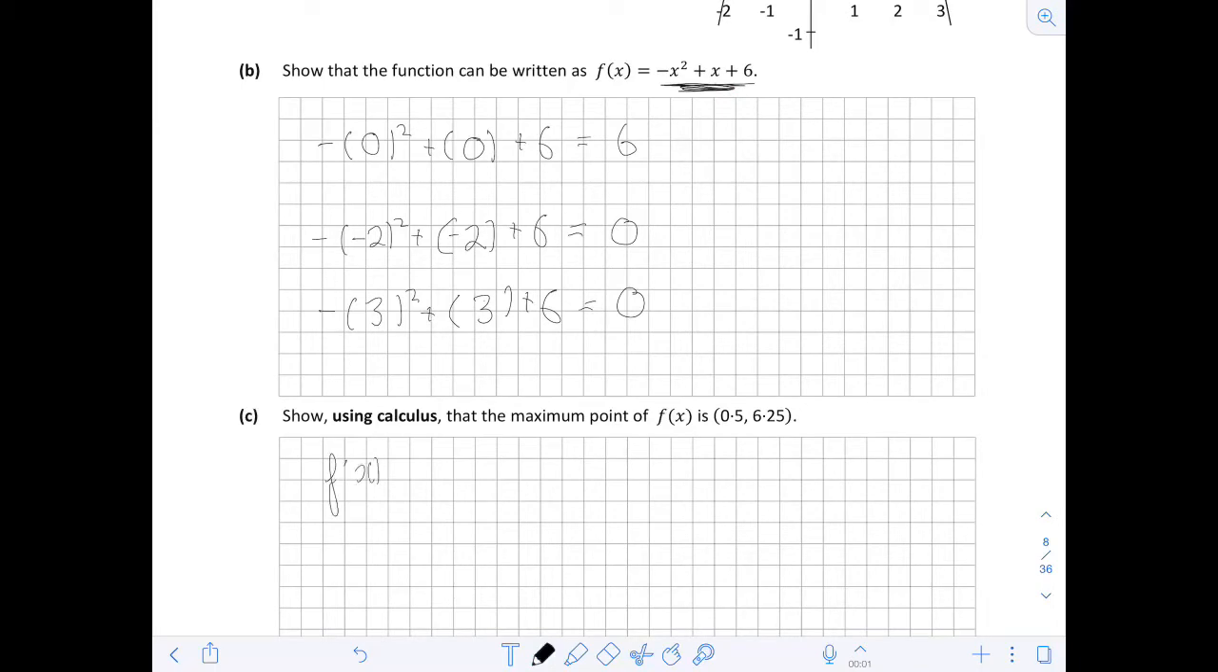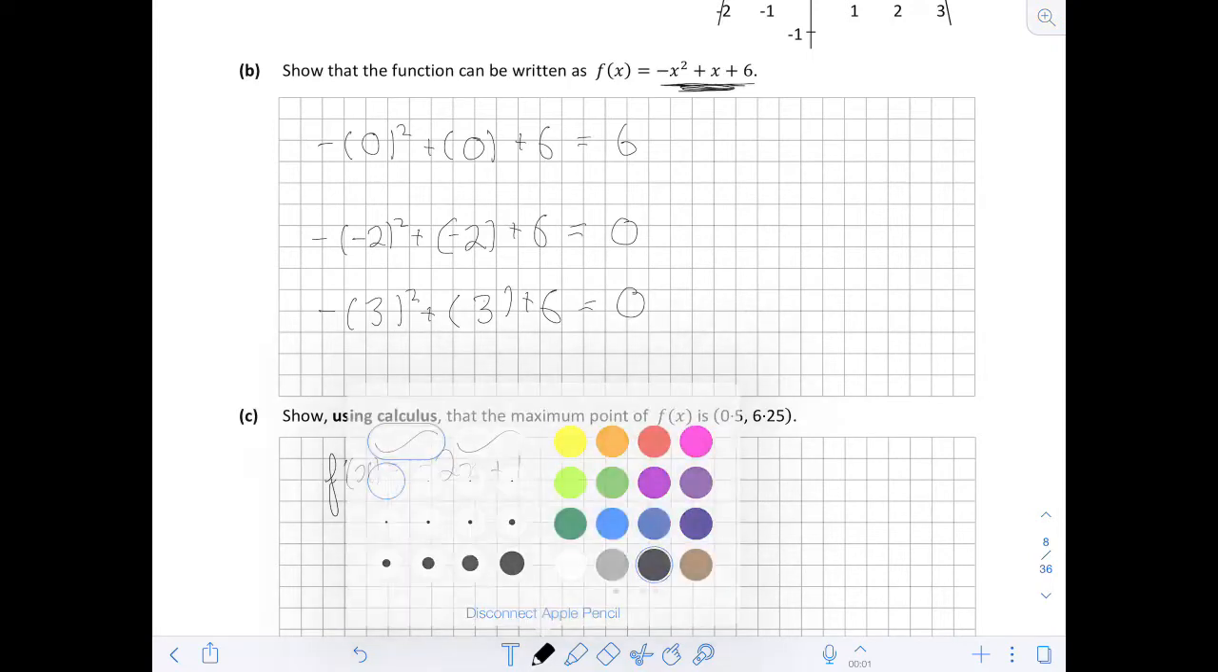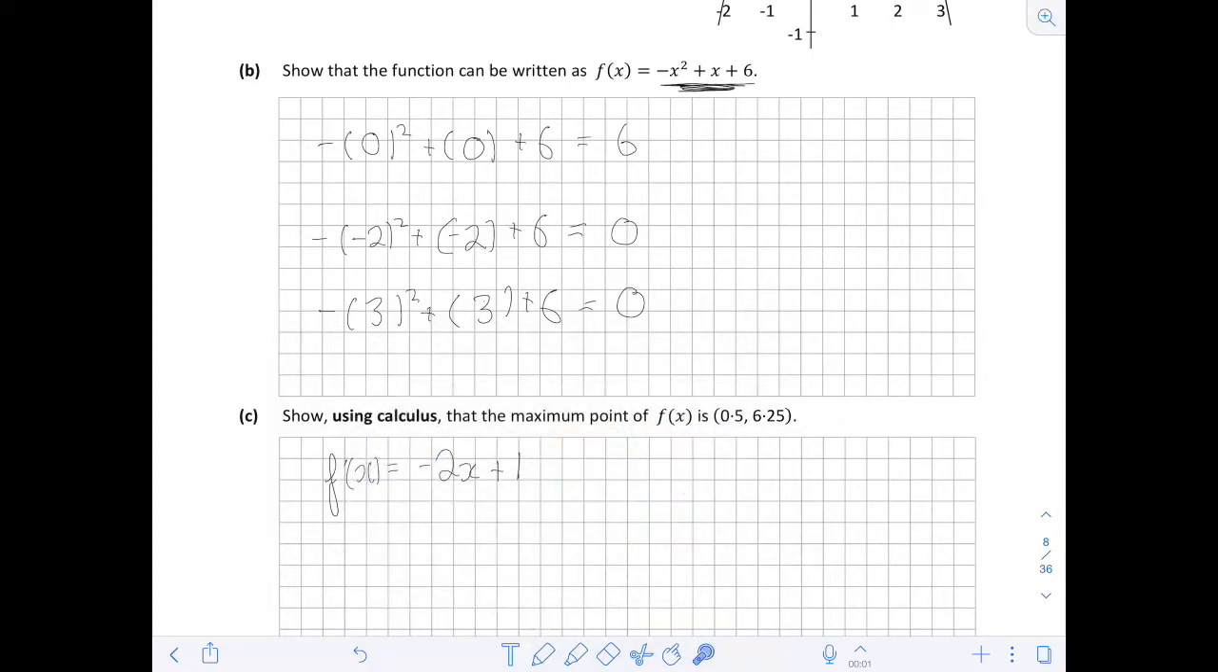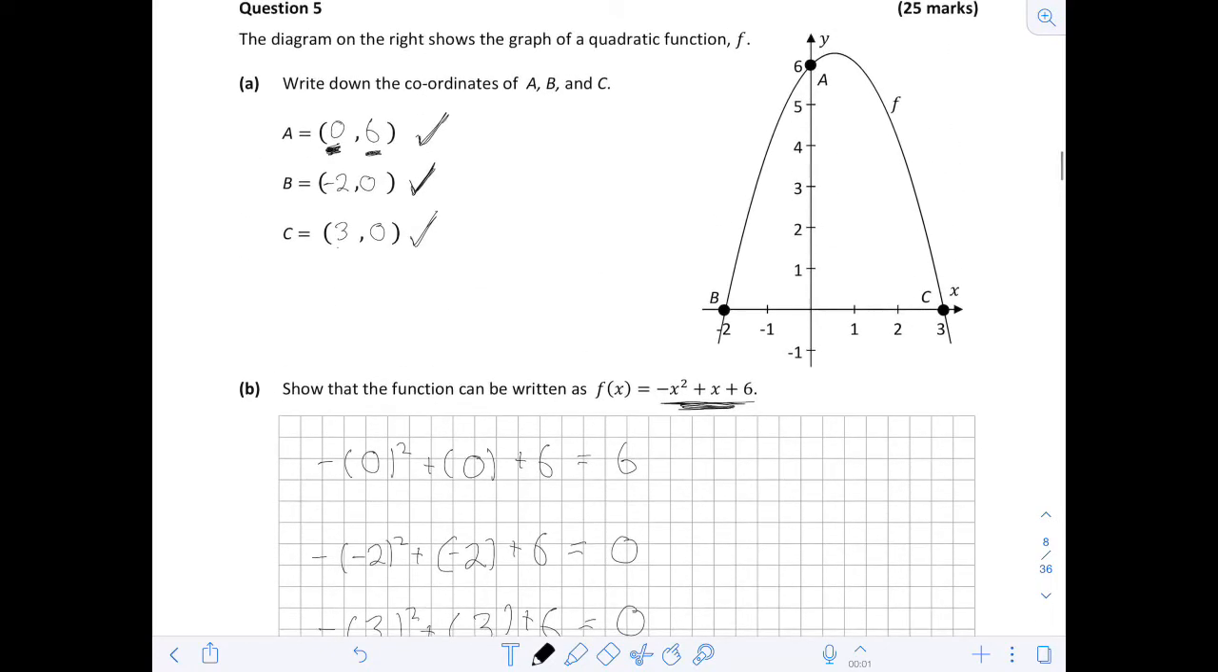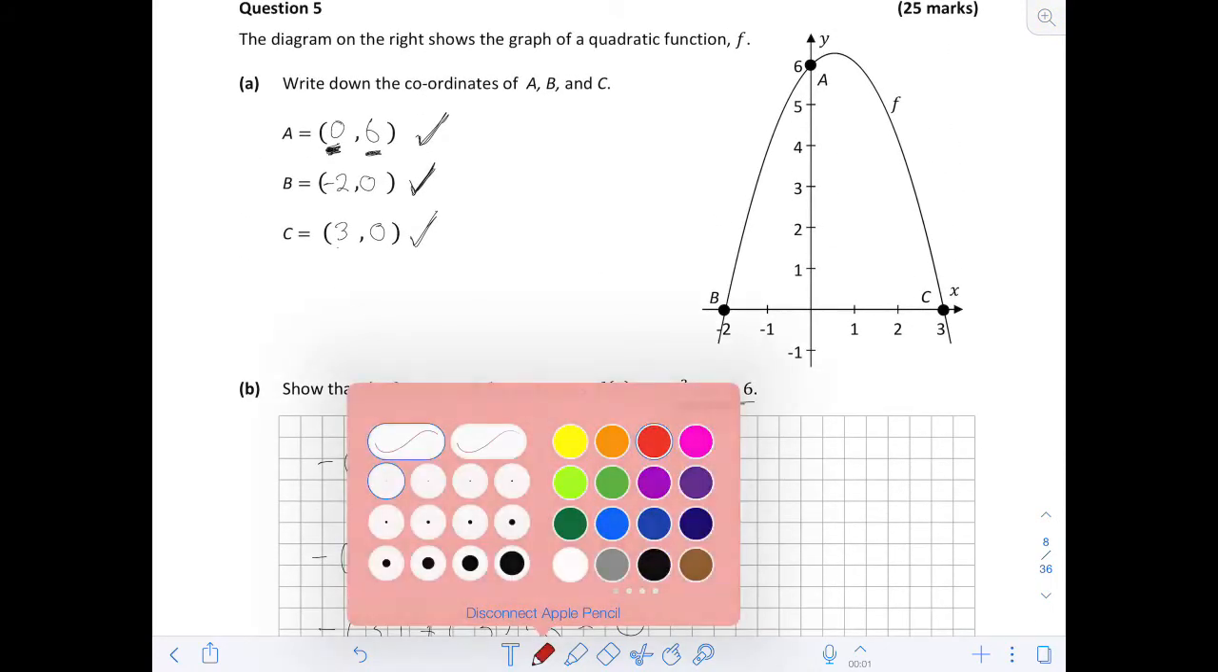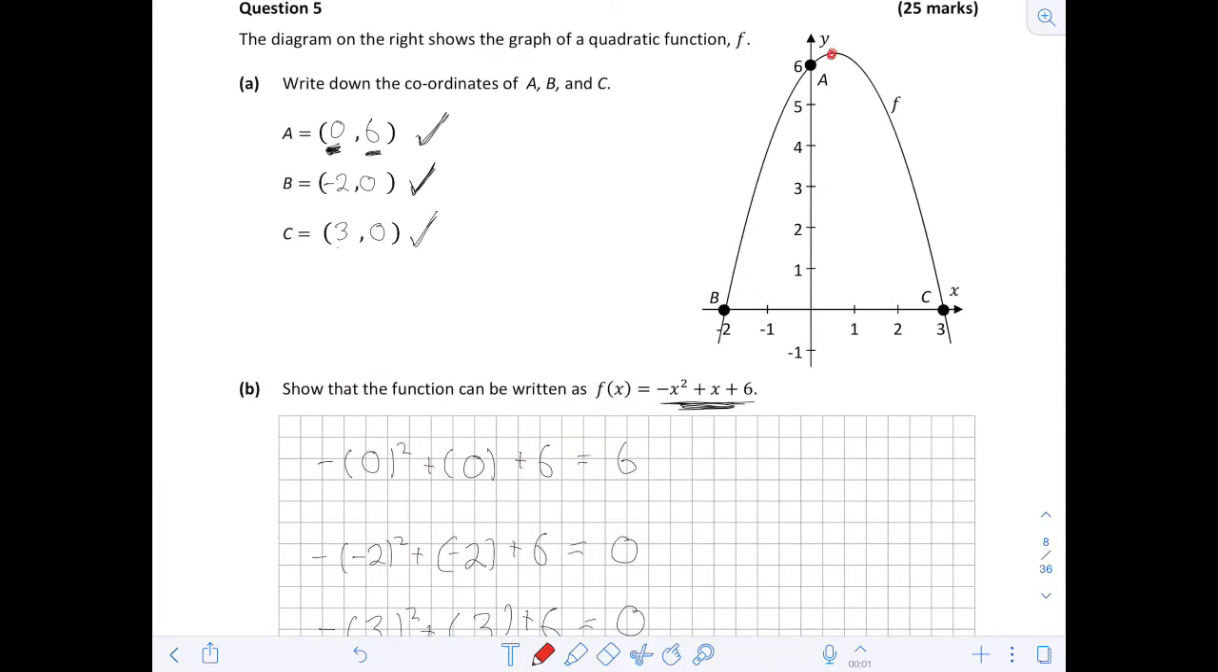f prime of x is equal to minus 2x plus 1. So that's pretty good. But then we have another hint in our question. It asks for the maximum point. So because this guy up here is a negative quadratic, it means that our function will look like that. In fact, we know what it looks like because there's a picture of it up there. So we're asked for this point up here. We want to know, where is that point? What's the coordinates of it?